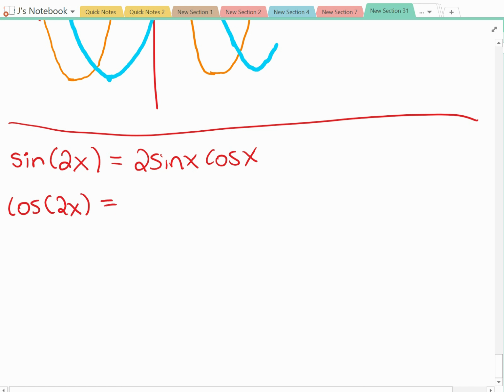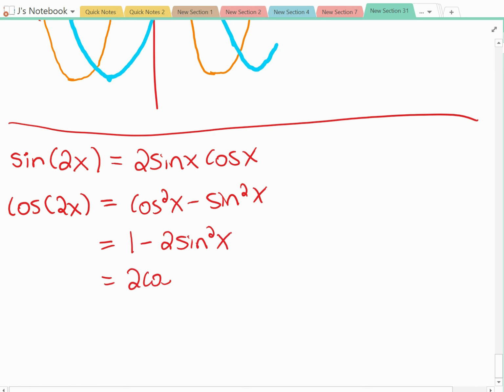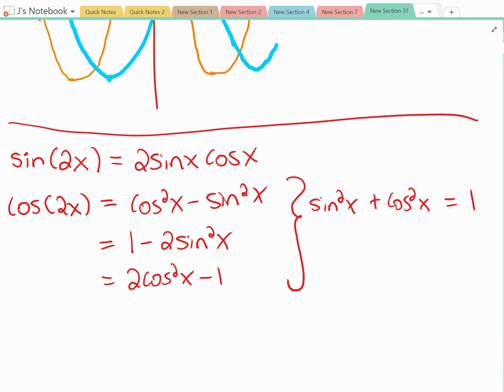And there's 3 different formulas for this. One of them is cos squared of x minus sine squared of x. Another one is 1 minus 2 sine squared of x. And the third one is 2 cos squared of x minus 1. And all of those are connected through a third trig identity, sine squared of x plus cos squared of x is equal to 1. And we proved that one in class from the Pythagorean theorem, combined with SOHCAHTOA on a unit circle.